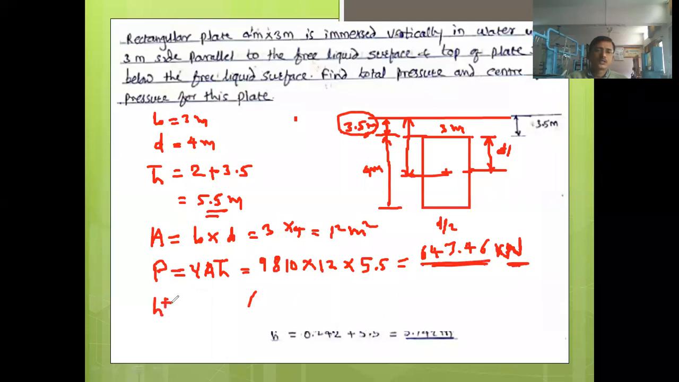Next, we have to find out what is h star. For a vertical free liquid surface, what is the formula?